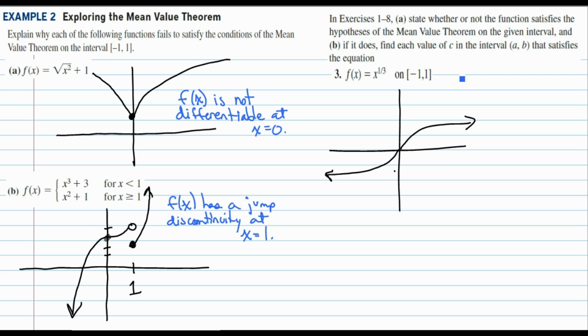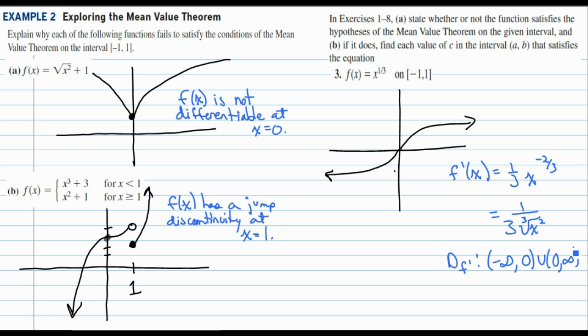Not so fast, not so fast. f prime, in this case, would be 1/3 x to the -2/3, which then would be 1/3 times the cube root of x squared. So what is the domain of the derivative here? That's right, it would not include 0, because 0 would make the denominator of the derivative 0.